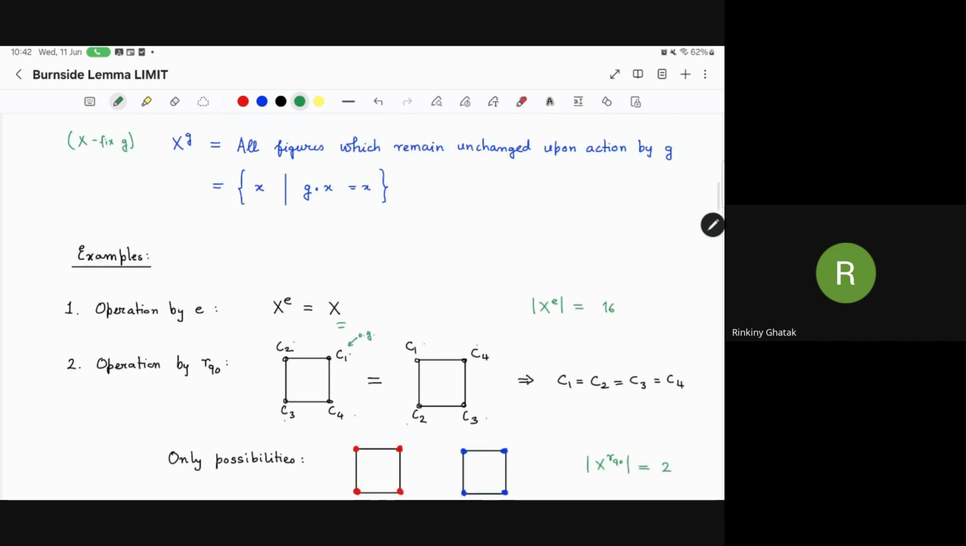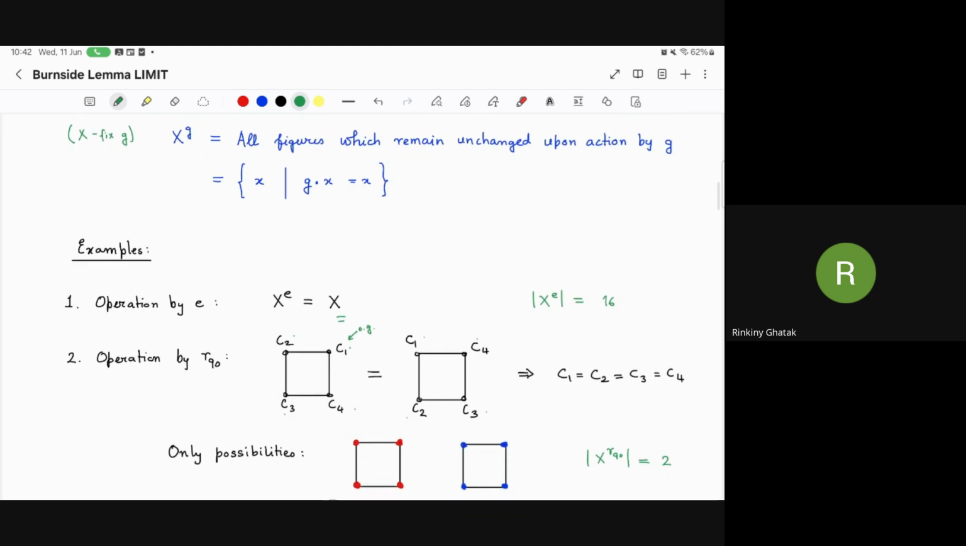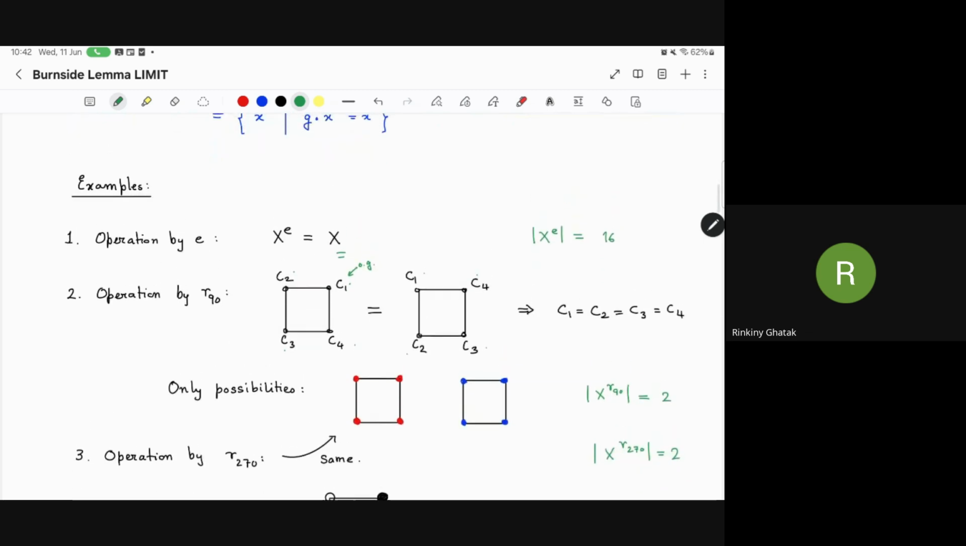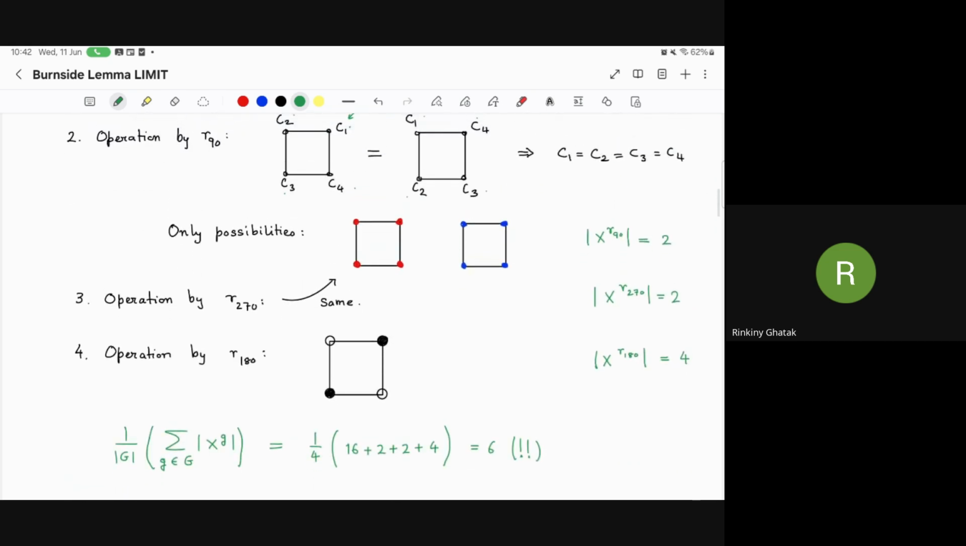In particular, the only possibilities are these two. All right. This is our set X R90 and the cardinality is 2. If you look at rotation by 270 degrees, it's exactly the same thing. It's just going in the opposite direction. Again, we have exactly these two.